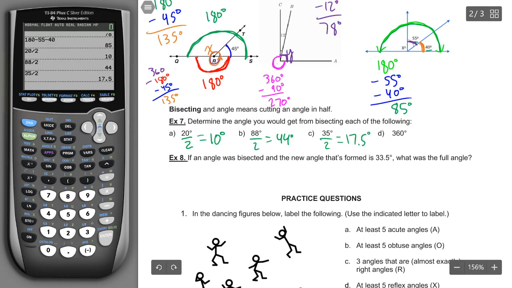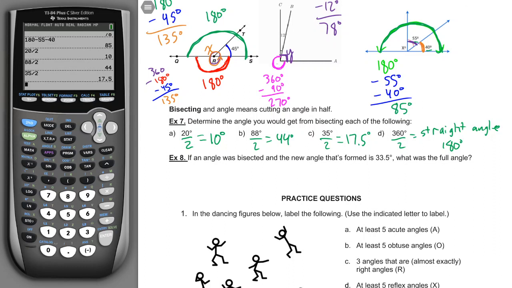And last, what's half of 360? I don't need a calculator for this because a full circle is 360. Half of a full circle is a straight angle. So we actually know this one by definition. By definition, this is a straight angle, which is 180 degrees. Or divide by 2, and that's fine too.